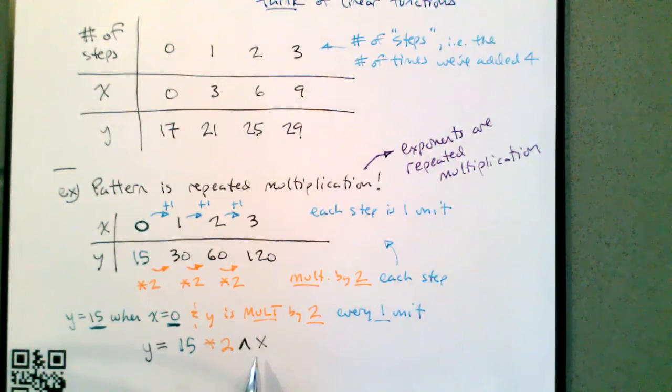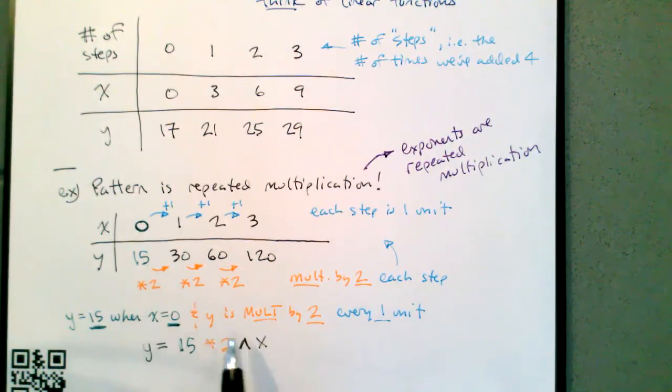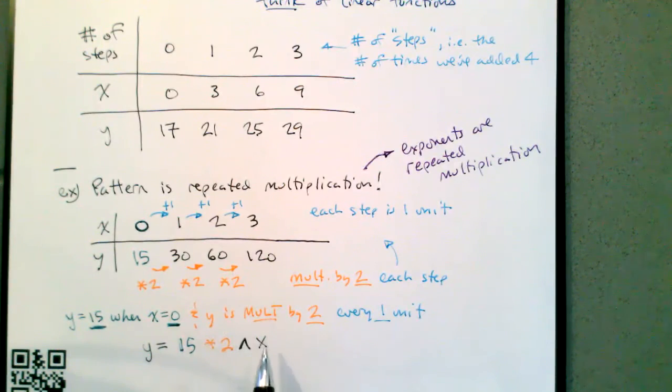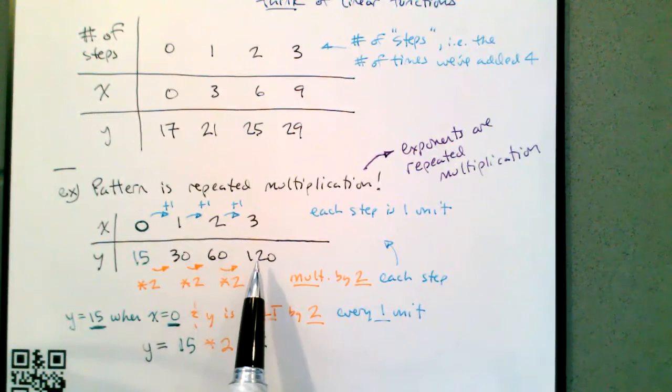15 times 2 to the 0 is 15 times 1, or 15. 15 times 2 to the first, we do 2 to the first, that's 2. 15 times 2 is 30. 15 times 2 squared means multiply 15 by 2 twice. So 2 squared is 4, 15 times 4 is 60. 15 times 2 to the third, 2 to the third is 8, and 15 times 8 is 120. But what it means is 15 times 2, 3 times. 15 times 2 is 30, times 2 is 60, times 2 is 120.